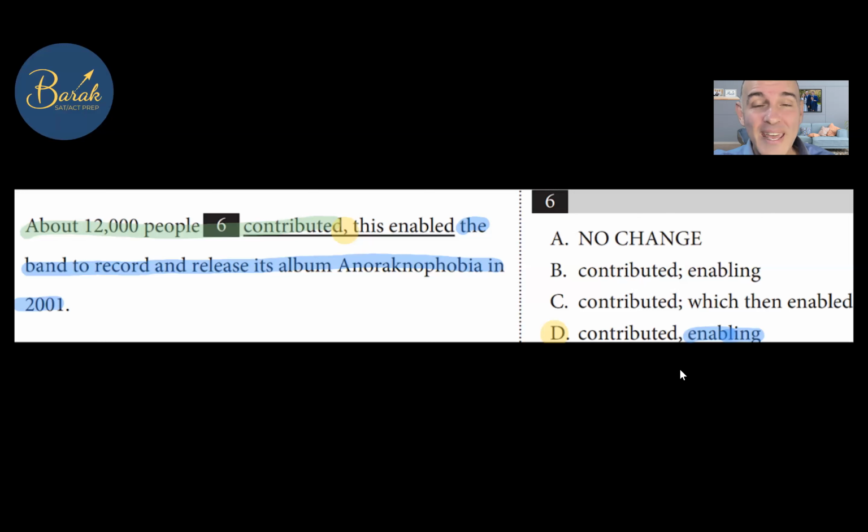All right. What's wrong with A? So A creates a full, comma, full, which is illegal. About 12,000 people contributed. That's a full, comma. This enabled the band to do whatever. That's also a full. So A is gone.